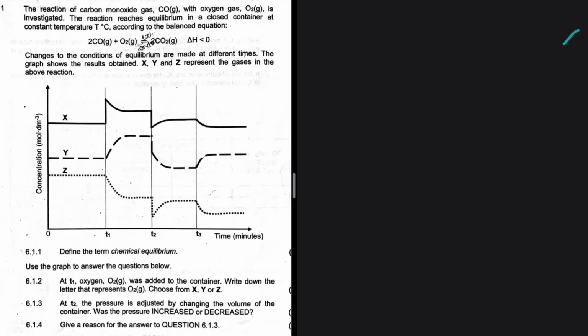Define the term chemical equilibrium. I'm actually not reading the question, but telling you to define the term chemical equilibrium. That is 6.1.1. Let's take a look at 6.1.2.